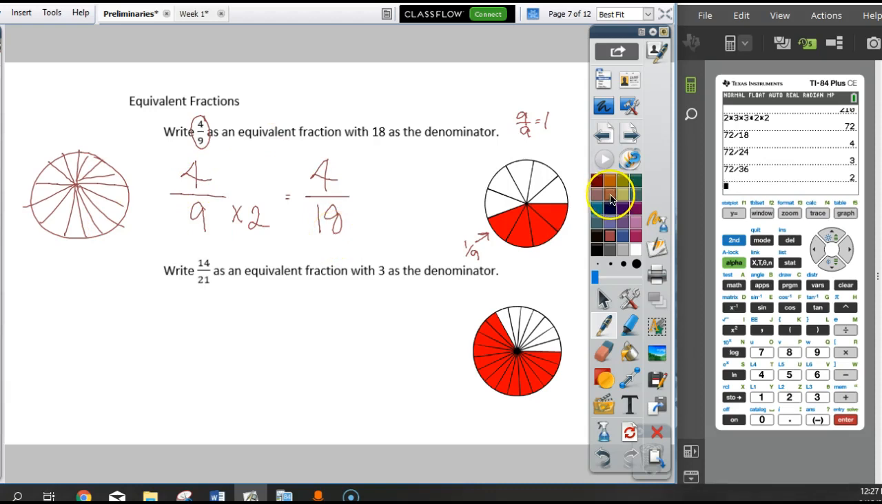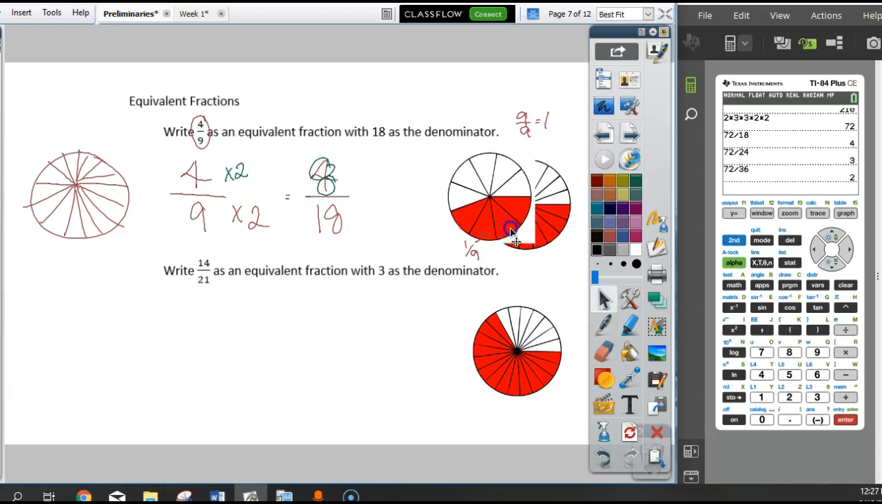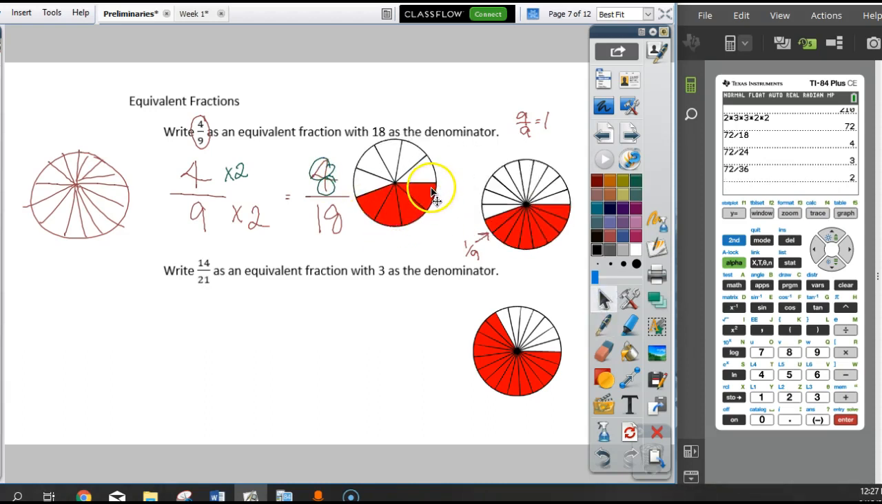So the trick is if you are changing the denominator, you need to make sure that you're changing the numerator by the same amount. And so to keep them equivalent, we would have 8/18. So we're going to eat the same amount of pizza, we're just eating smaller slices each time. And so you can see that these red regions are exactly the same size, they're equivalent, but we're just breaking it apart differently.